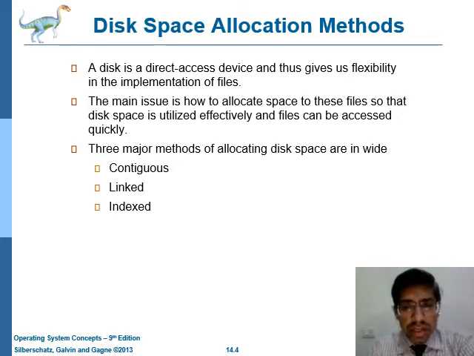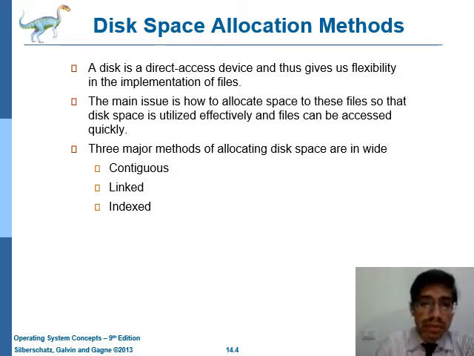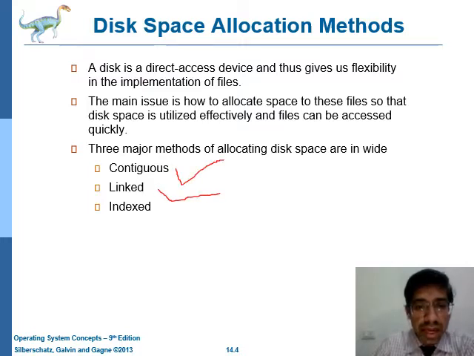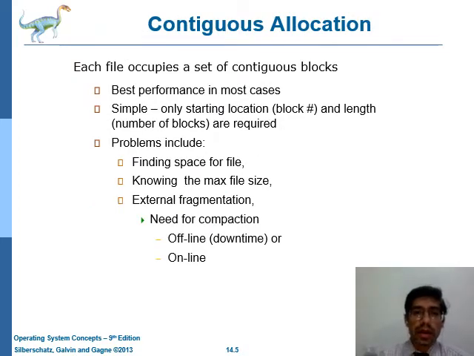There are three generic techniques available for allocating files on the disk. One technique is called contiguous allocation, the second is called linked allocation, and the third is called the indexed allocation method. Okay, let us now discuss the contiguous allocation method.